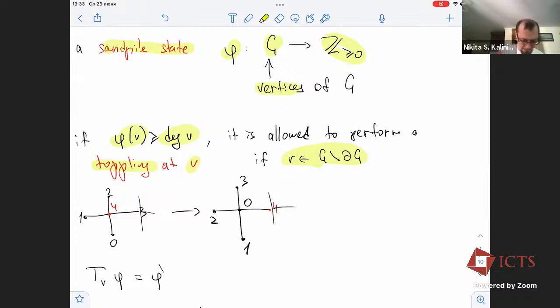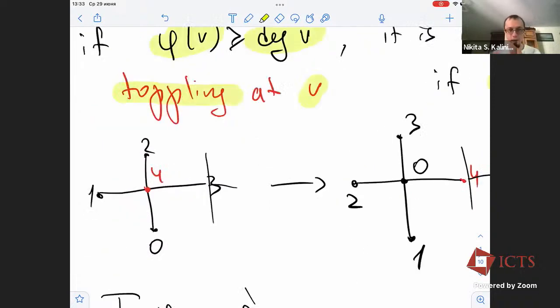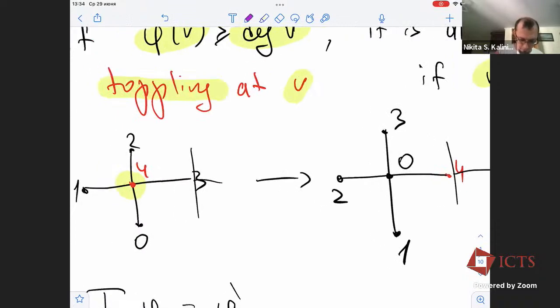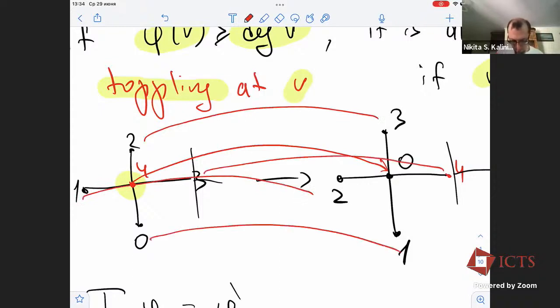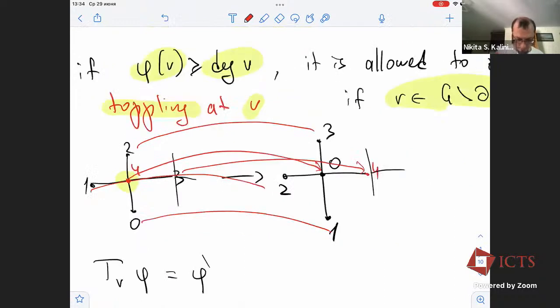So for example, if my graph is something like that, I have one vertex of valency 4, and I have exactly 4 grains there. So I'm allowed to topple it. And this toppling looks as follows. I just send 1 grain to each of the neighboring vertices. So here I have minus 4, so it becomes 0, and each neighbor gets 1 additional grain. 2 becomes 3, 1 becomes 2, 0 becomes 1, and 3 becomes 4. And now you see, if this vertex is of degree 4, as it is here, I can also perform a toppling at that vertex. Maybe I have just one such vertex in the initial state, but once I perform a toppling, it can provoke more topplings. So it's like an avalanche of sand.